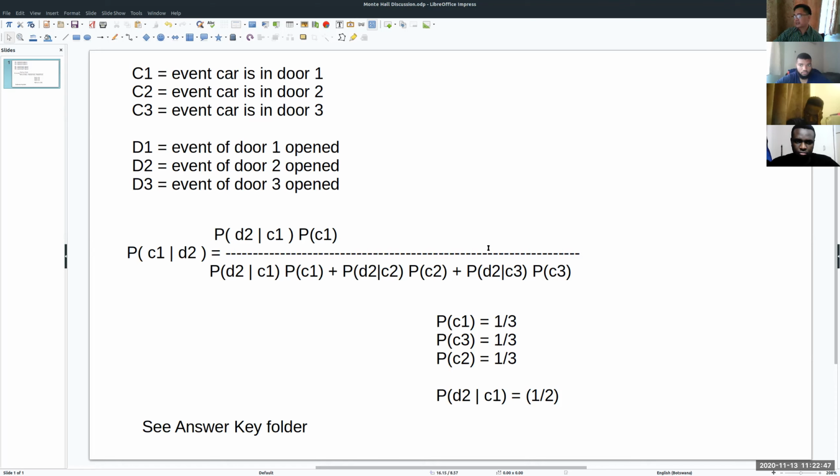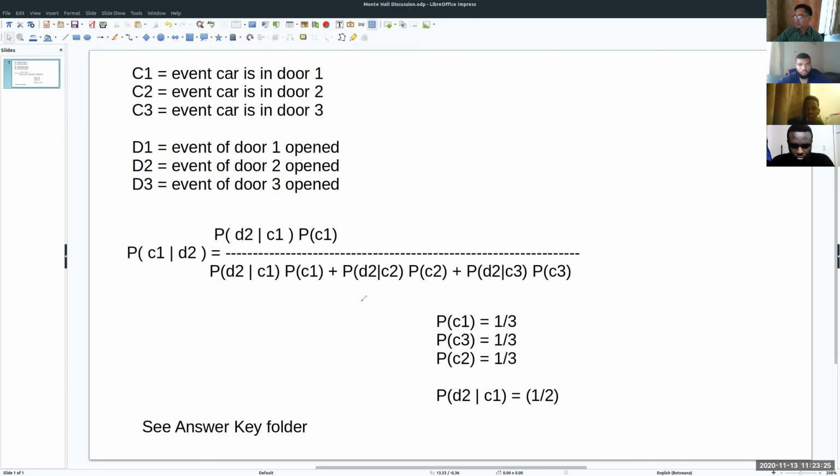So now let's go. We just rewrite the whole thing with respect to the Bayes rule. Based on Bayes rule, we write P of D2 given C1 multiplied by P of C1, divided by the overall P of D2 given all the cases. That means P of D2 given C1, probability of C1, plus P of D2 given C2, probability of C2, plus P of D2 given C3, probability of C3. And what we are saying is that the second one is not possible.